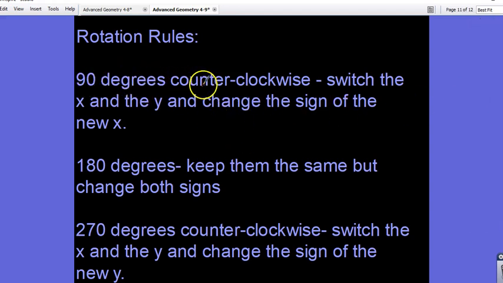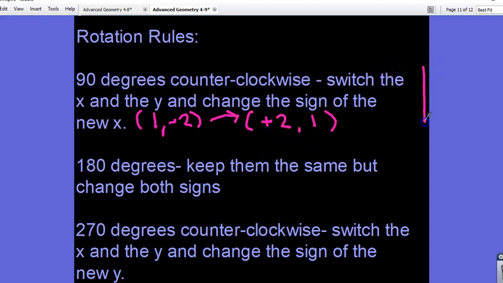So, 90 degrees counterclockwise rotation: you're going to switch the x and the y and change the sign of the new x. So for example, if I gave you the point (1, -2), okay? You're going to switch the x and the y, change the sign of the new x. So you're going to have (2, 1).